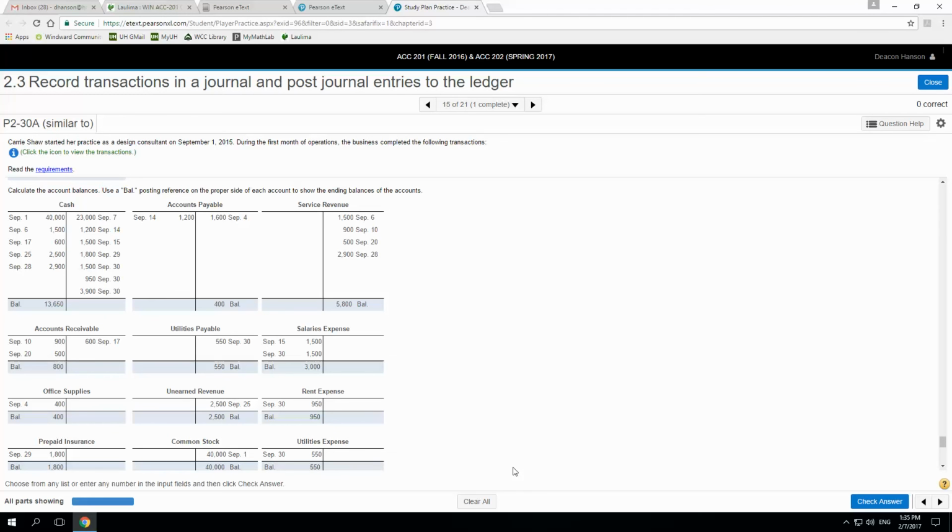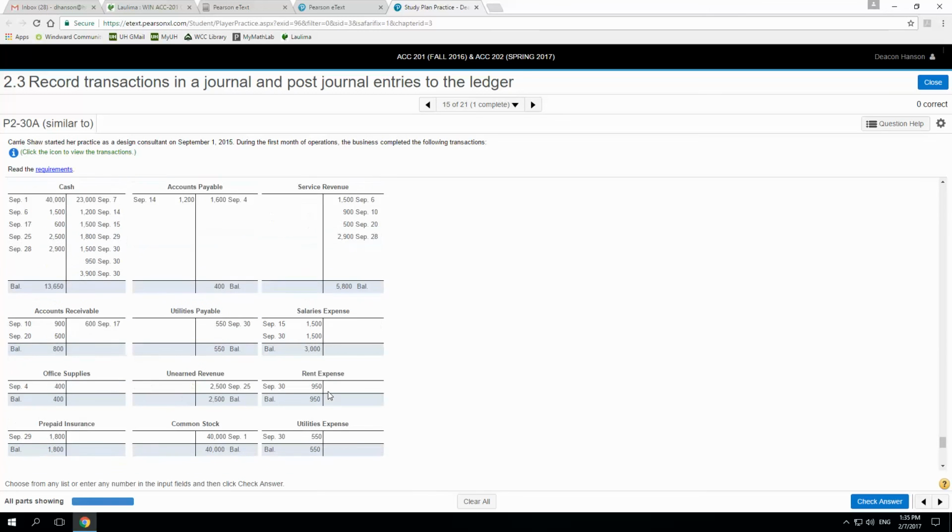Some of them naturally lend themselves to one side. Most of them naturally have what we call a normal balance. For an asset, the normal balance would be debit because assets increase with debits. So normally if you have an asset, you're going to have a debit balance. Payables, liabilities have normal credit balances. That's what they mean by the normal balance.